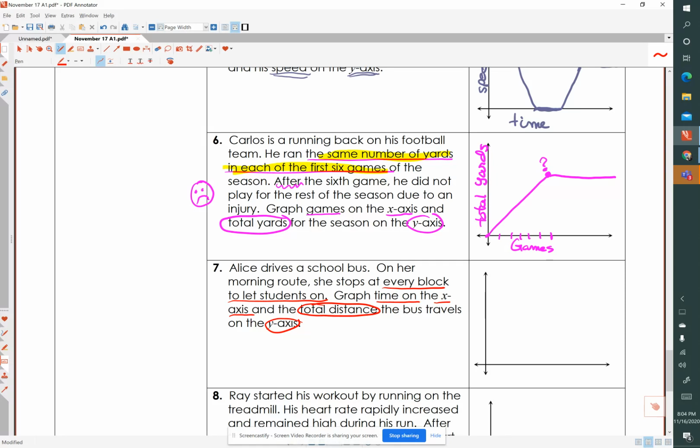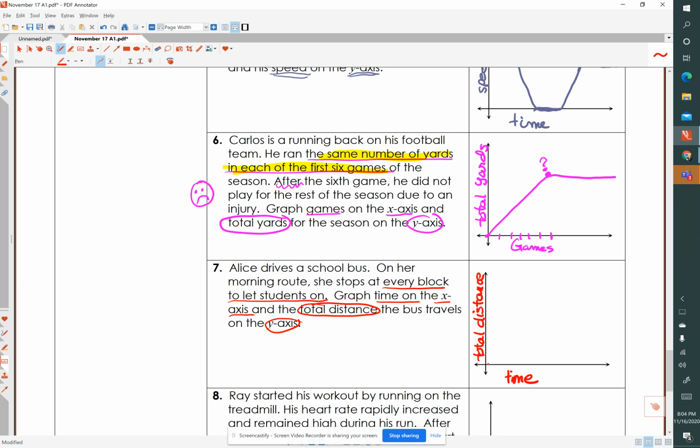So let's label our graph. So time is on the x-axis, and total distance is on the y-axis. So she stops at every block. Now think about this. When a school bus stops, it has to stay still for a few minutes so the student can get on. And the school bus also begins its journey at 0, at point 0.